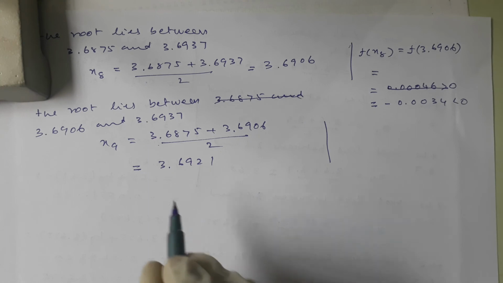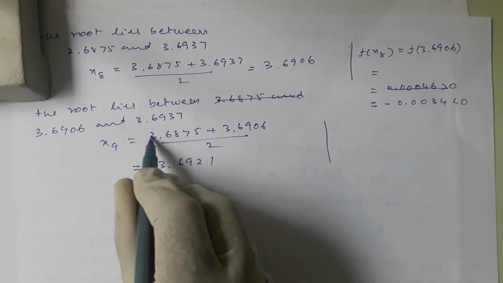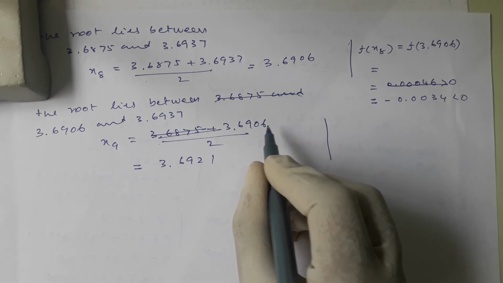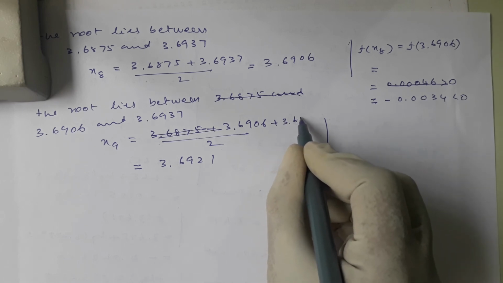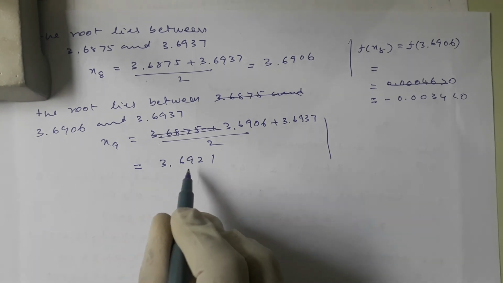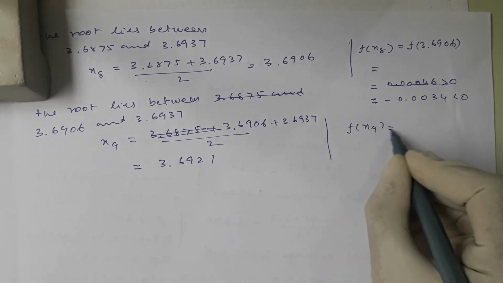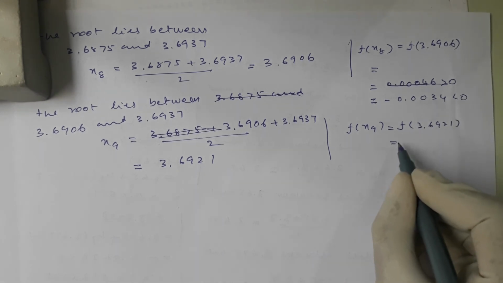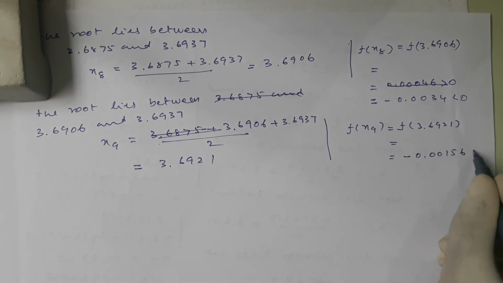So that x9 is (3.6906 plus 3.6937) divided by 2, which is equal to 3.6921. Right. F of x9 is equal to f of 3.6921, and its simplification is minus 0.00156, less than 0.